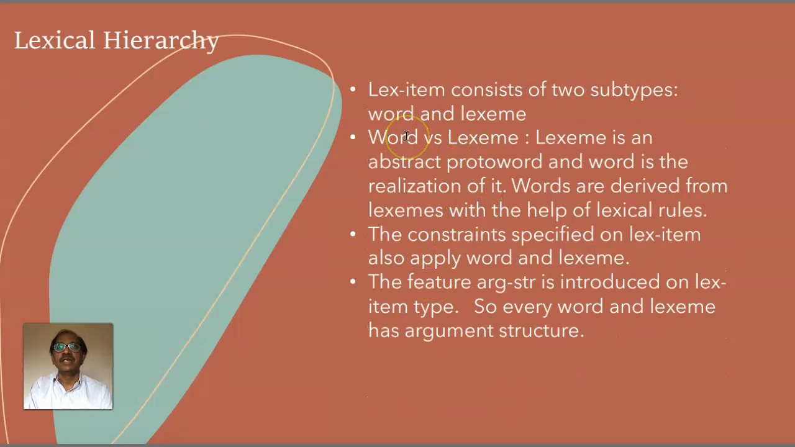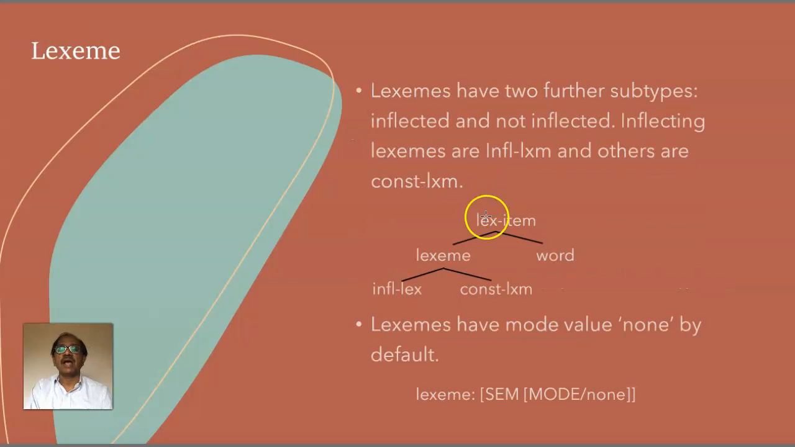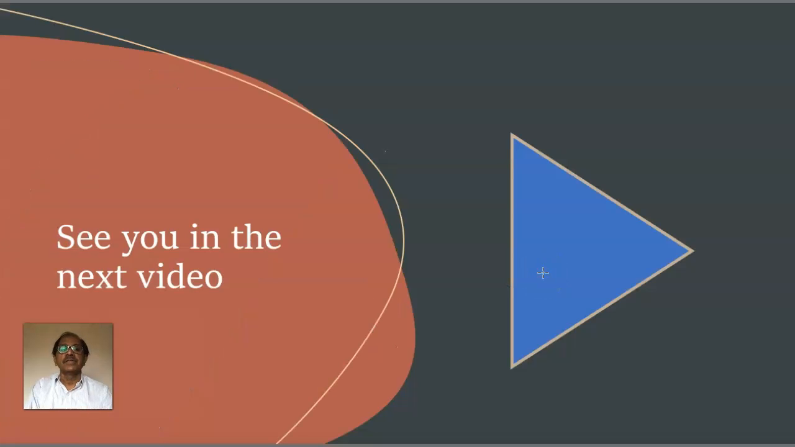We are now detailing our lexicon, where we say the lexical item contains two subtypes, word and lexeme. Word is a realization of lexeme, and we have argument structure as a feature of lexical item. So both words and lexemes will have argument structure. Lexemes will have two subtypes. Lexemes can be either inflecting or constant lexemes. And what is a lexeme? A lexeme is something which has semantic mode none. See you in the next video.